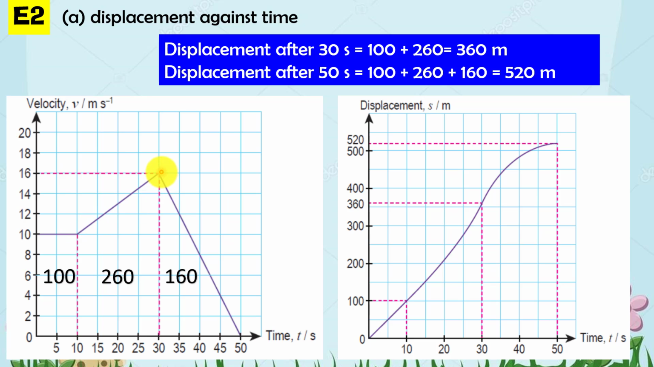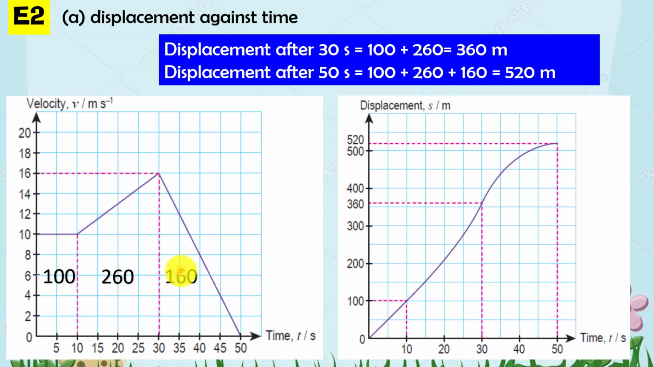So that means your displacement must go up and also curve up. Okay, curve up, not curve down. So from here, total displacement how many? 360, is it? So that means from 10 to 30, until 360. So you start from 100, you need to curve up until 360.